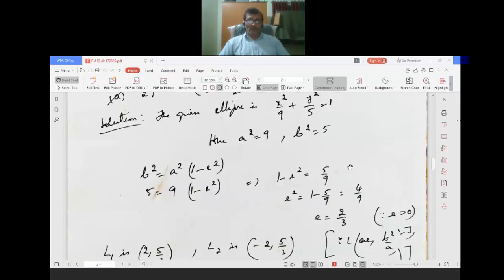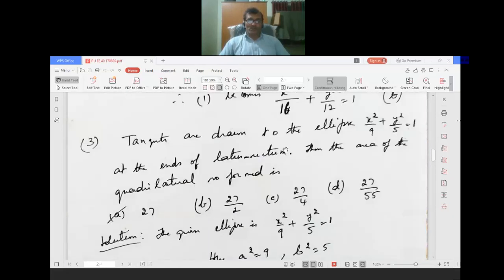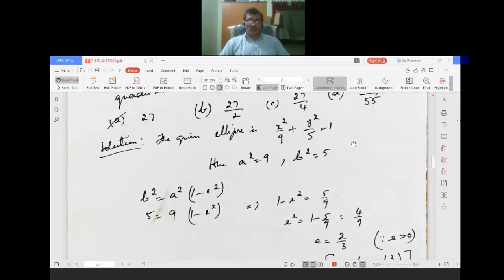Now, the given ellipse is x squared by 9 plus y squared by 5 equals 1. So a squared equals 9 and b squared equals 5. We get b squared equals a squared into 1 minus e squared. So 5 equals 9 into 1 minus e squared, so 1 minus e squared equals 5 by 9. E squared is 1 minus 5 by 9, that is 4 by 9. So e equals 2 by 3.